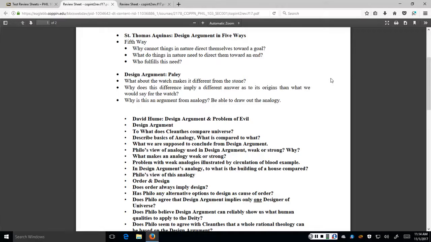So why does this difference call for a different answer as to origins for the watch than for the stone? Well, Paley says, look, there's no problem for most of us if we see a stone in a field, or if you're walking across campus and you look down and there are some broken twigs, a few pebbles, and some grass. There's no problem for any of us to conclude that that stuff got there purely as a result of natural forces. And Paley says, look, this stone, for all we know, could have been there forever.